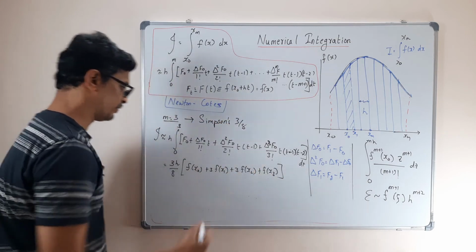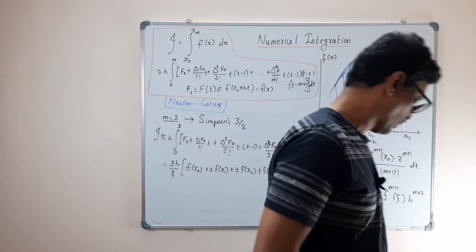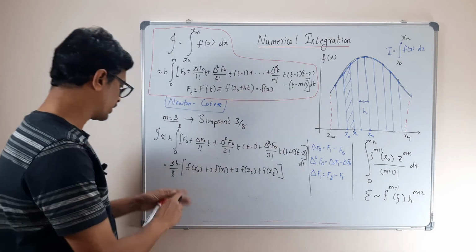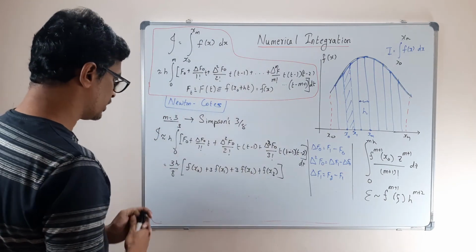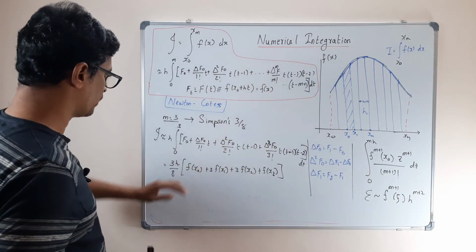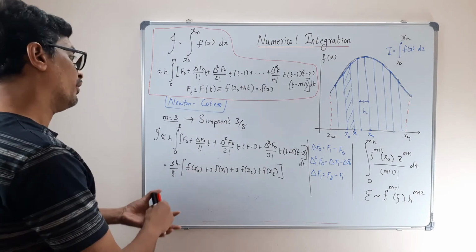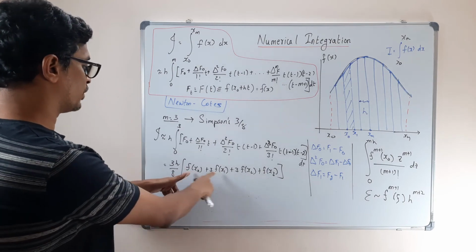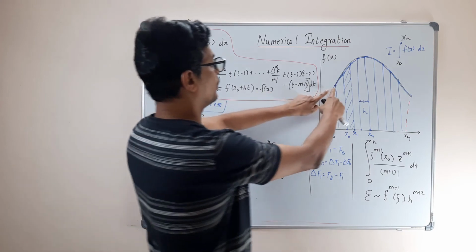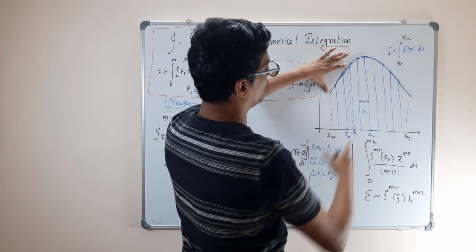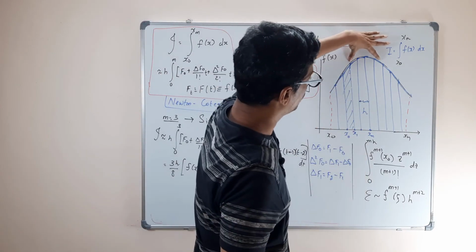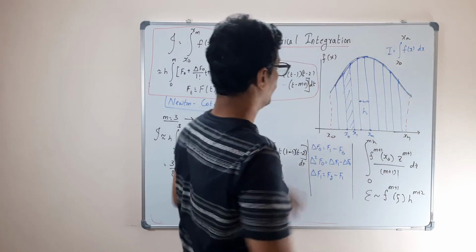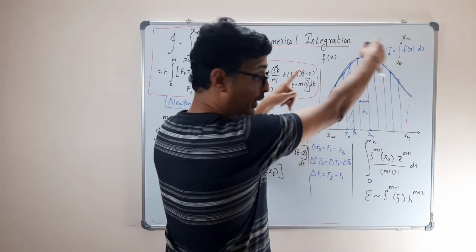You can see, you take 4 points now. When you take the 4 points and perform this integration, this is your Simpson 3 by 8. Again, how many points does it take? x0, x1, x2, x3, so 4 points. You do this one, then take the next 4, then the next 4, and you keep adding to get the whole integration.